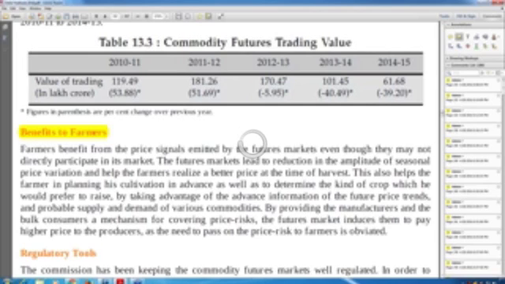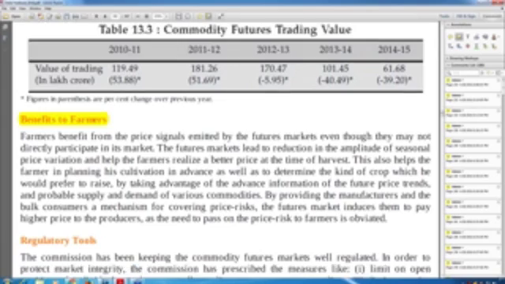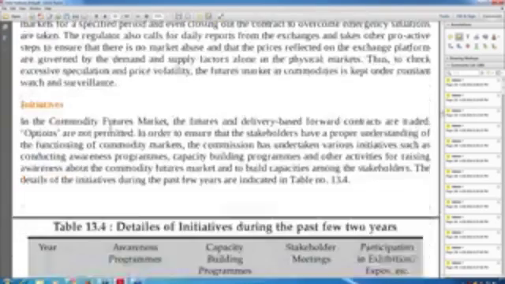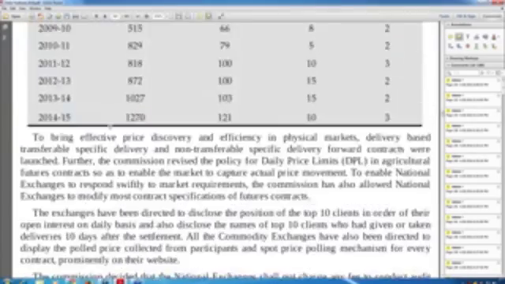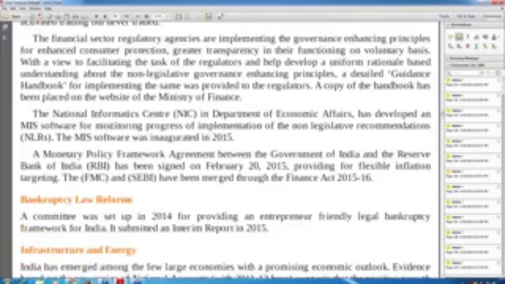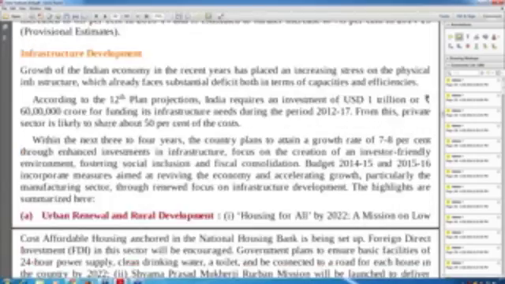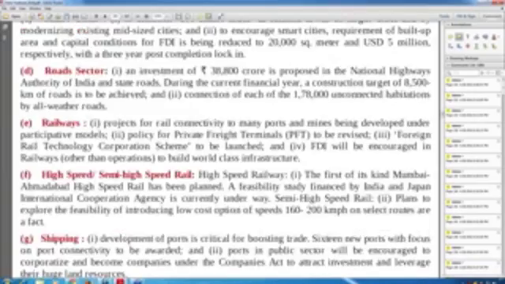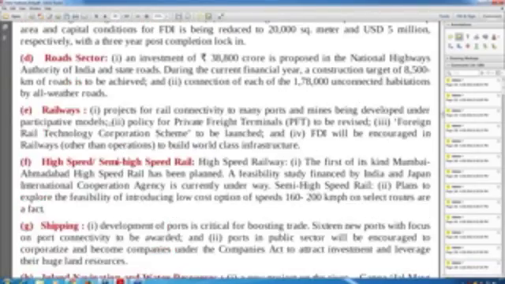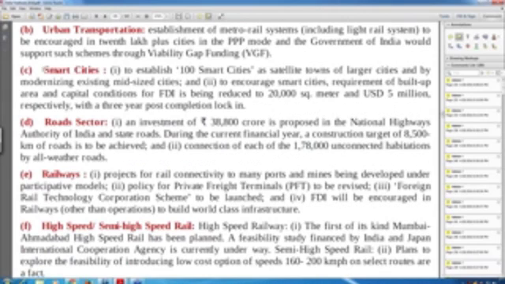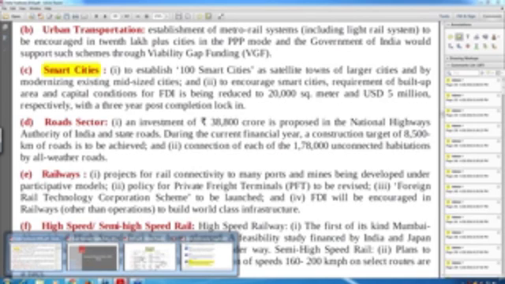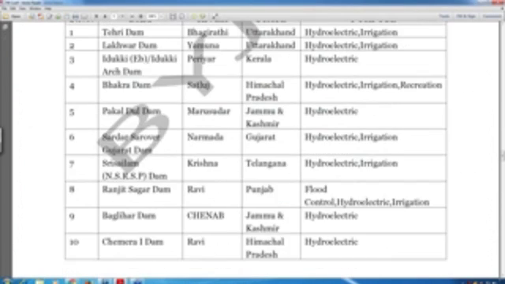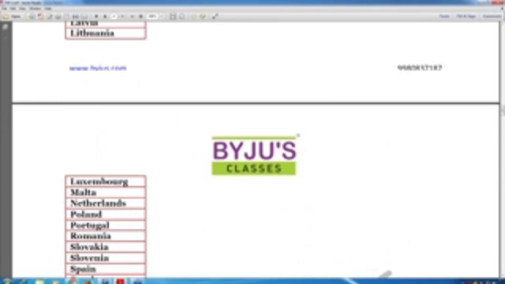Then see page number 367. You have smart cities. Again, smart cities comes in Urban Development Ministry, but I have given you what are these smart city projects, what is the aim of this in the notes, and which cities are actually taken for the smart city project.